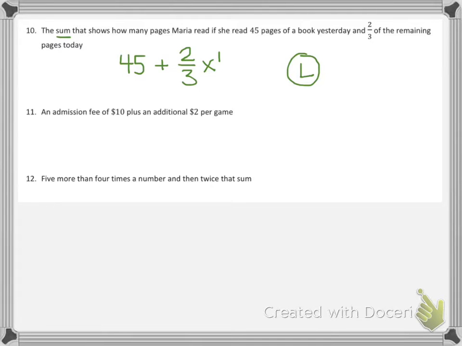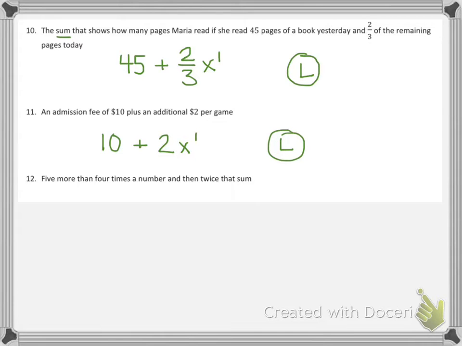Number 11, an admission fee of $10 plus an additional $2 per game. $2 times every game, which we'll call x. 10 plus 2x, again, x to the first power, linear.